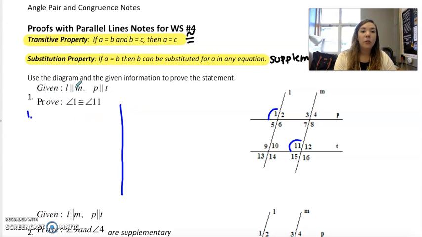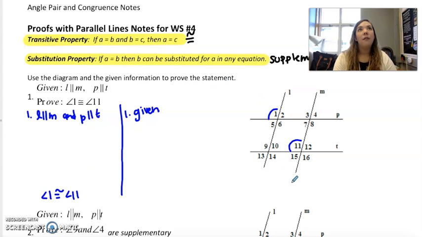So we're always going to want to start with what was given to us. So L is parallel to M and P is parallel to T. And our reason for that is that it was given to us. They told us that was true. Then whatever we're trying to prove is going to be at the very bottom. I don't know what number it'll be yet, but I'm going to say angle 1 is congruent to angle 11. And I'll need a reason for that as well, but that's our goal.